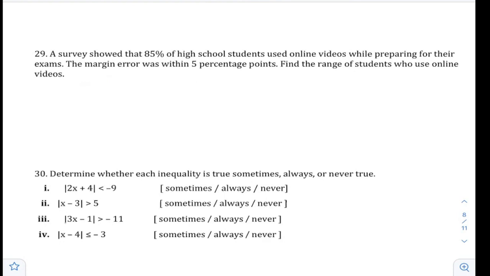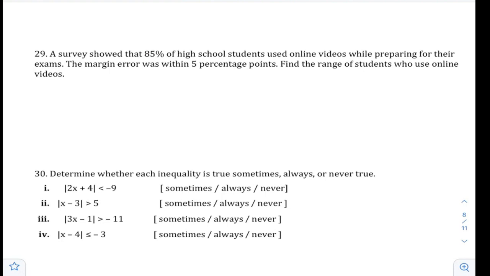Now let's see here how to write the absolute value from the situation. A survey showed that 85% of high school students used online videos while preparing for their exams. As we are doing now, the margin error was within 5 percentage points. Find the range of students who use online videos.